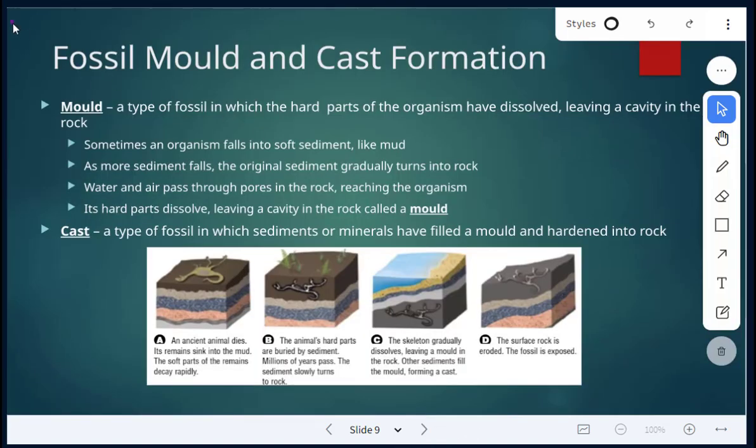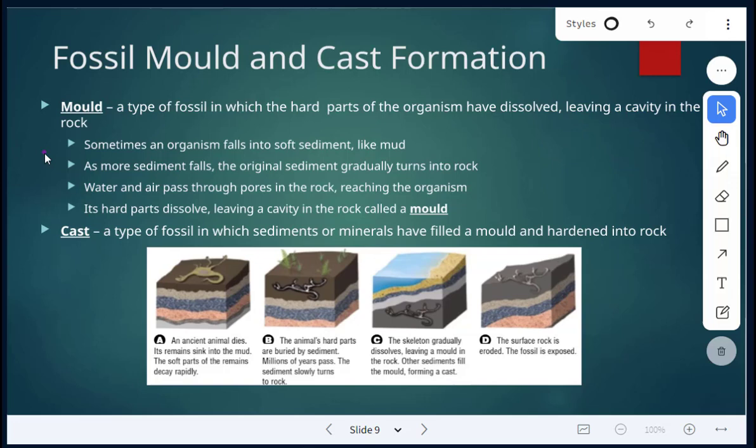Next, we're going to talk about fossil mold and cast formation. So a mold is a type of fossil in which the hard parts of the organism have dissolved. It leaves behind a cavity in the rock. So sometimes an organism will fall into soft sediment like mud, and as more sediment falls, the original sediment will gradually turn into rock. Then water and air will pass through the pores in the rock, reaching the organism. The hard parts dissolve, and it leaves a cavity in the rock called a mold.